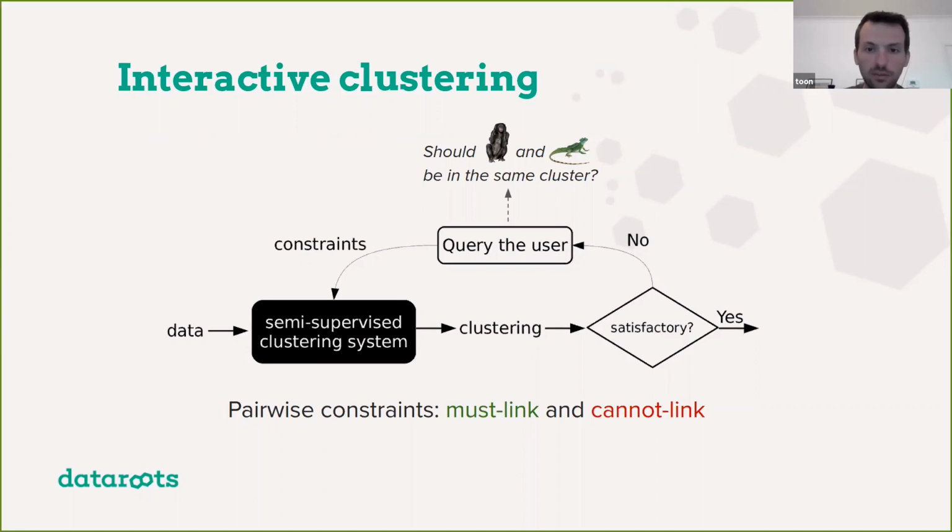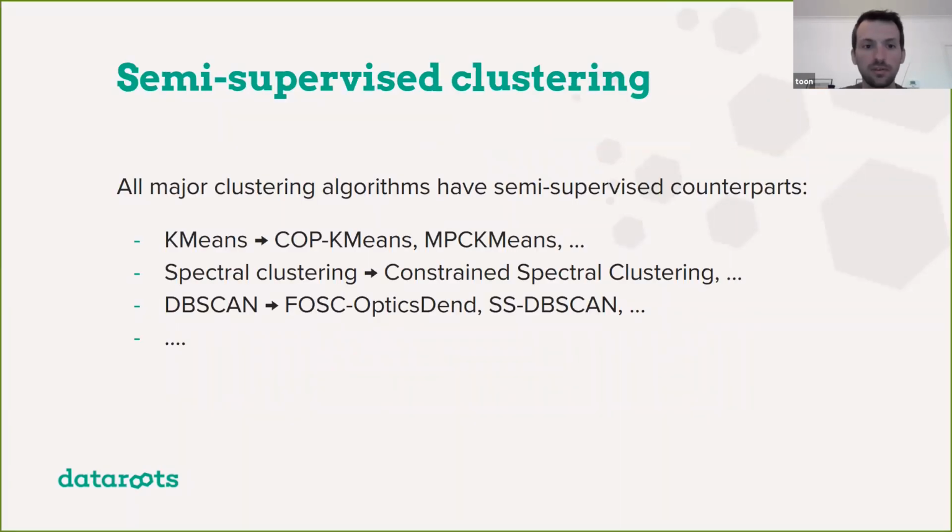This clustering in the presence of constraints has actually been studied for quite a long time already, and many semi-supervised clustering algorithms have been developed. Typically, they are developed as extensions of existing unsupervised algorithms. For example, for k-means, we have COP-k-means, MPC k-means, and so on. The same for spectral clustering, we have several semi-supervised variants. For DBSCAN, basically for all the major, popular clustering algorithms, there are several semi-supervised extensions that can work with these pairwise constraints.